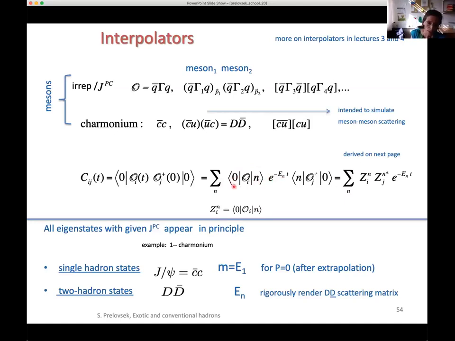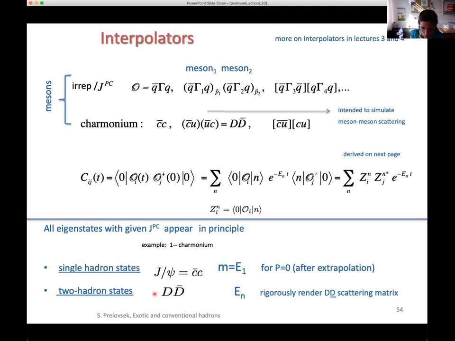And what is this? This is the overlap of eigenstate n to the operator i that you used. We'll call it overlap. So for example, if you study the charmonium system with vector quantum numbers, you'll get discrete eigenstates. And the ground eigenstate will be J/psi. And the ground state energy, if you consider momentum zero, will give you just the mass of J/psi. This is very simple. If you have the correct quark masses, then you're done. But the higher eigenenergies will give you the energies of two hadron states, like D D-bar. These will be discrete eigenenergies.